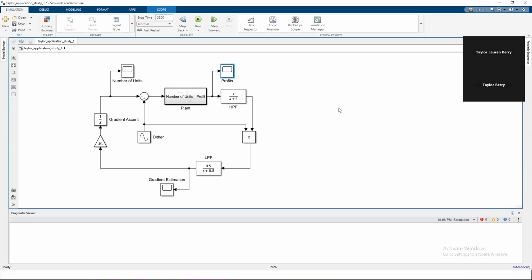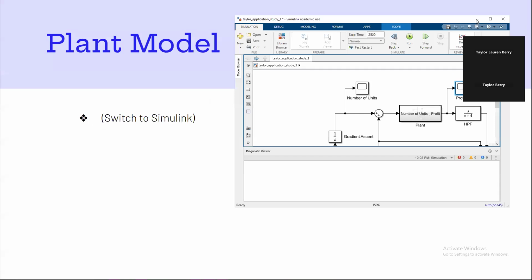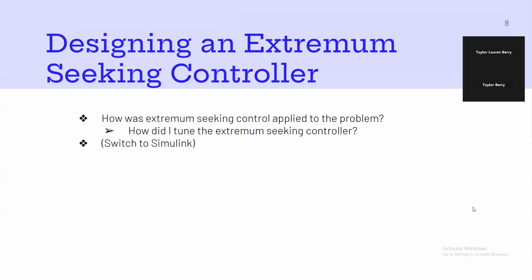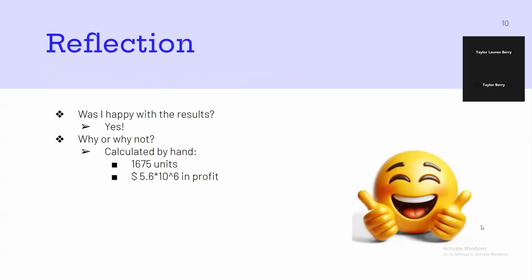All right. So now we can go back. So yeah, we talked about how I tuned it. Once again, it was a lot of trial and error, but we made it through. And then yeah, we know that if the gain is a little bit too high, then the thing will blow up and be infinite. So reflection: was I happy about the results? Yes. Why or why not?